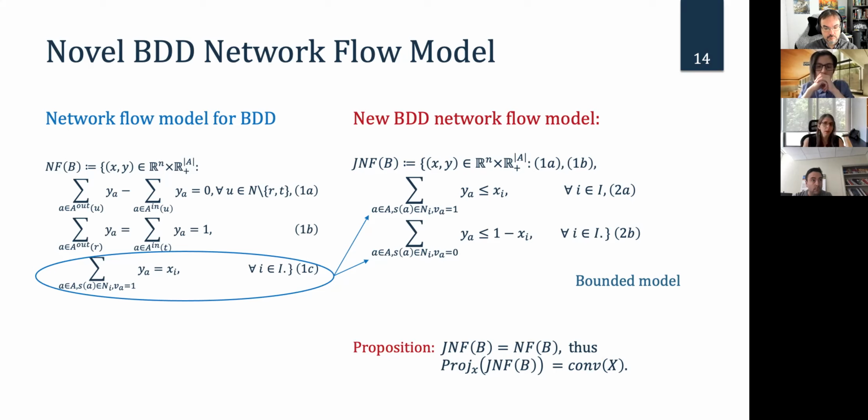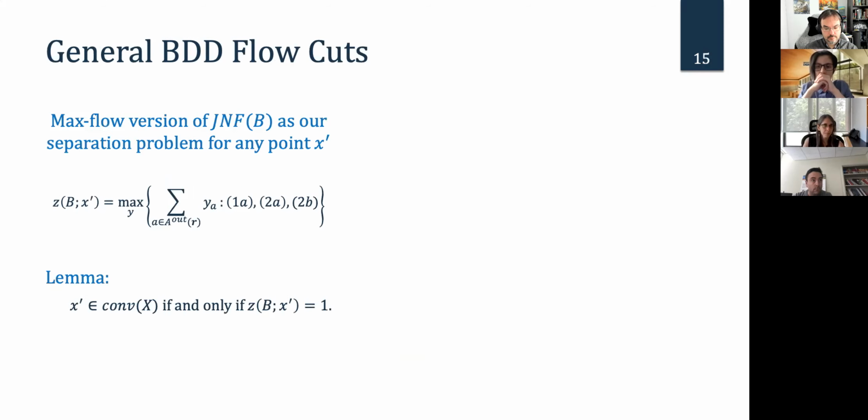We added a little bit more constraints, but we have some additional properties. And this is going to be the main source for our cuts. So the first cuts are what I call the general BDD flow cuts.